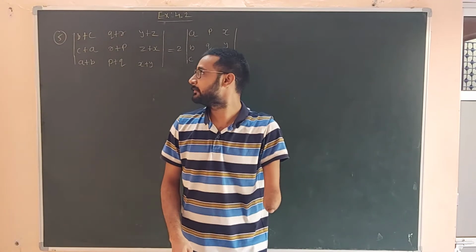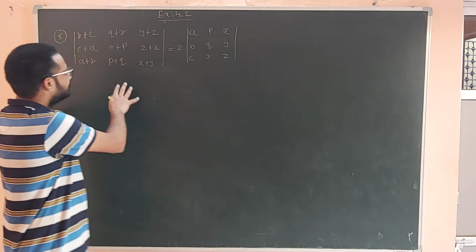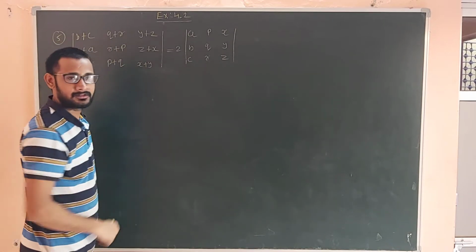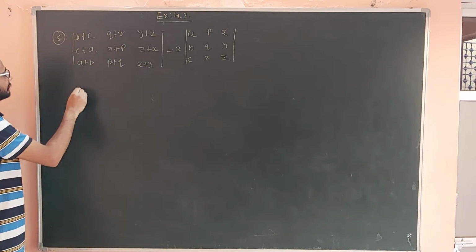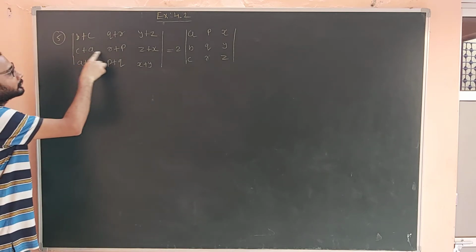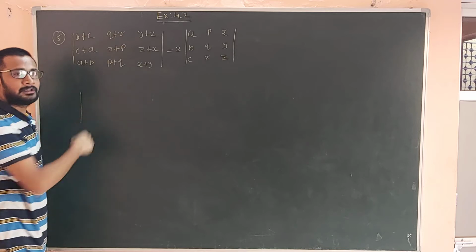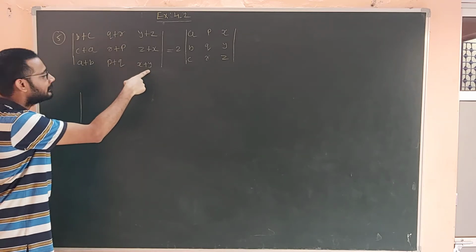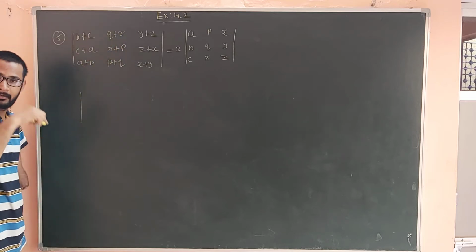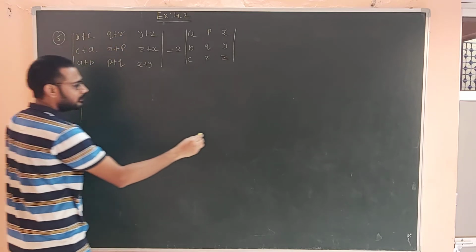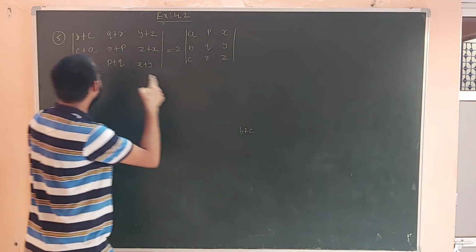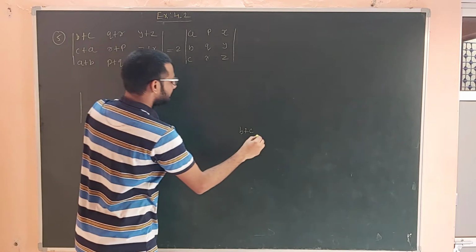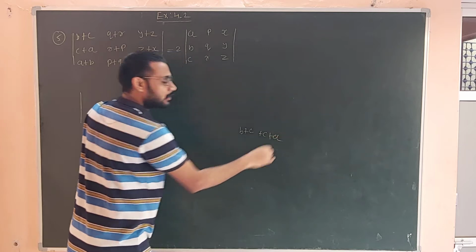Okay, so the fifth question: here one determinant is given. We have to show that the value of this determinant is this. Here I will multiply row 2 with 1 and add into the first row, and also multiply row 3 with 1 and add into the first row. B plus C is already there. If I multiply C plus A with 1 and add into the first row, C plus A goes up.